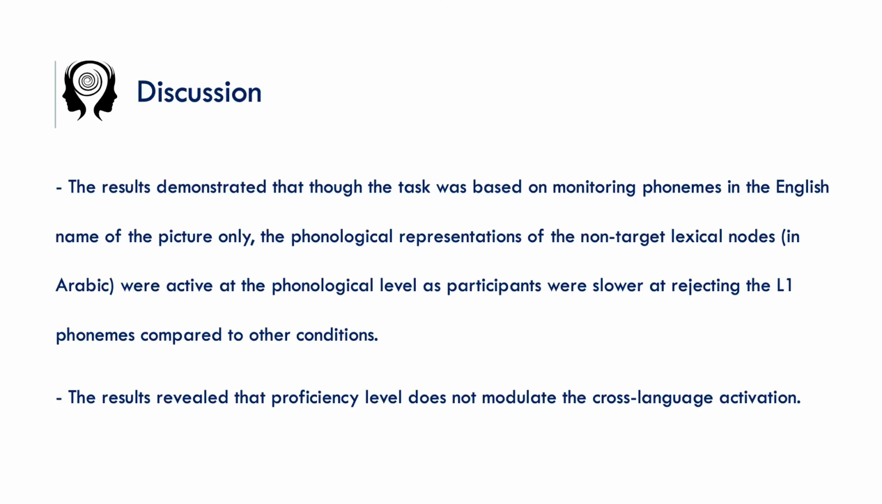So the results demonstrated that though the task was based on monitoring phonemes in the English name of a picture only, the phonological representations of the non-target lexical nodes in Arabic were active at the phonological level, as participants were slower at rejecting L1 phonemes compared to other conditions, and they were also error-prone in that condition. The results also revealed that proficiency level does not modulate cross-language activation, as the same pattern of findings was found for the less and the highly proficient bilinguals.